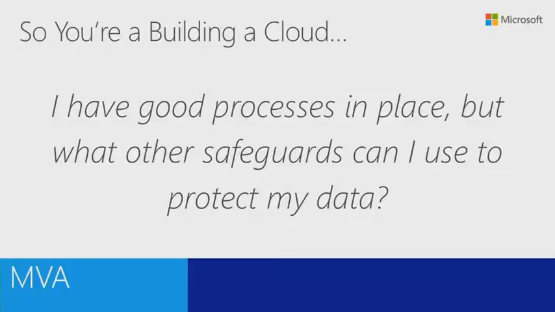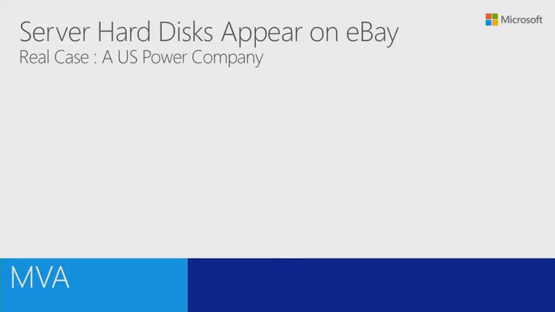And I kind of summed that up in this question that I get asked, which is, look, Jeff, I have good processes in place, but what other safeguards can I use to help protect my data? Let me give you a couple of real-world examples. For example, some server hard disks appeared for sale on eBay. This is a real case from a U.S. power company. Now, being a U.S. power company, it's under regulatory oversight from the Department of Energy.